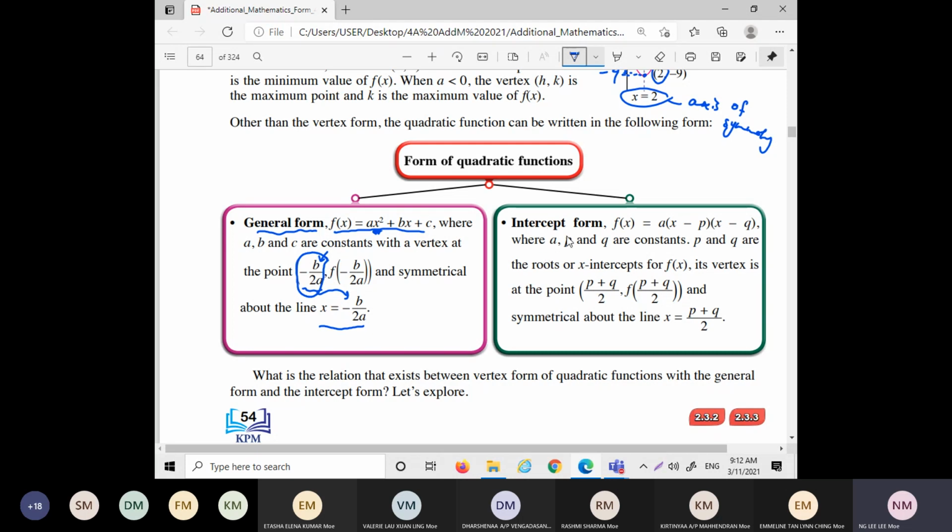Second one, the intercept form. The function will be given to you in this way.